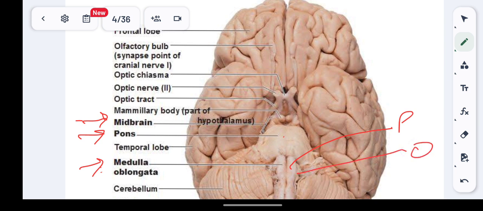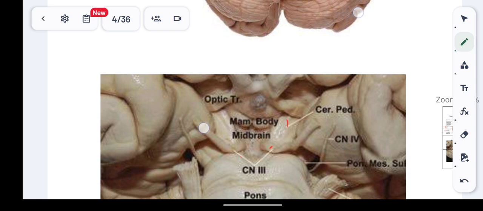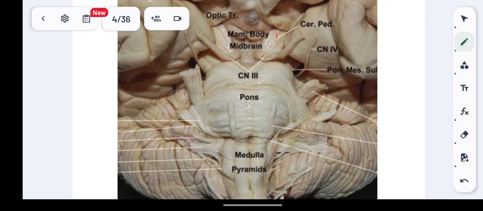As we all know, this is the pons, and this is the mammillary bodies, and remember MB is in front of MB. The mammillary body is on the ventral side of the midbrain, and behind the midbrain is the corpora quadrigemina, superior colliculi, inferior colliculi. The same thing is in this image. Here is the pyramid, here is the olive, this is the pons, and this is the mammillary body.